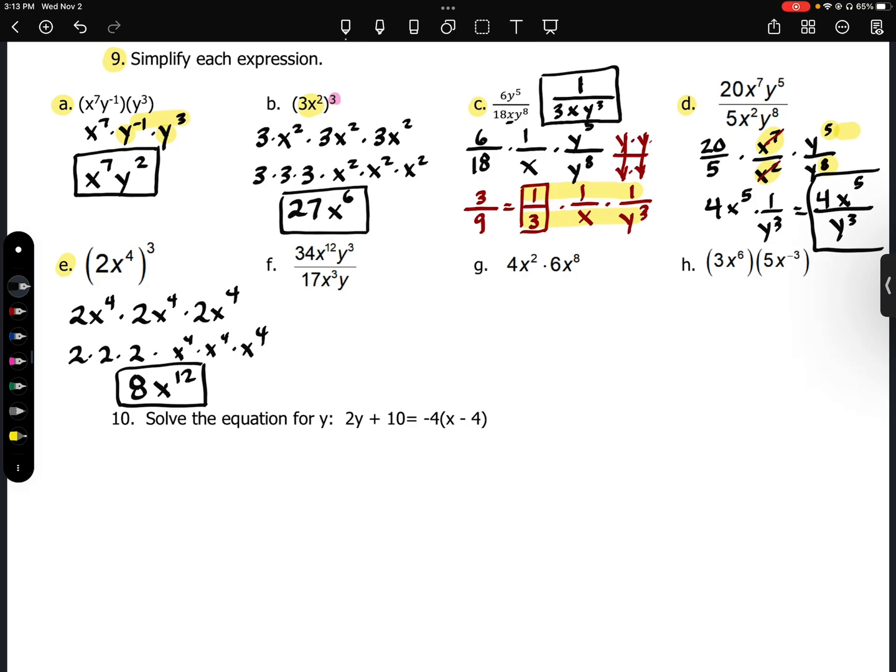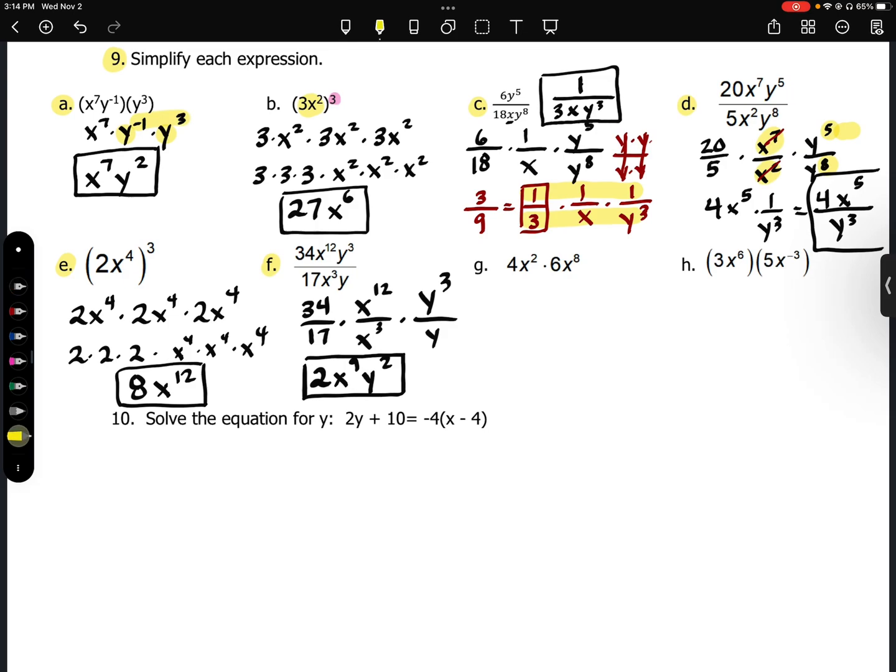Letter F. 34x to the 12th y to the third over 17x to the third y. All right, so getting started, let's just break it apart. It's 34 over 17 times x to the 12th over x to the third times y to the third over y. This is going to simplify to 2. This is x to the 9th. And our last term should be y squared.